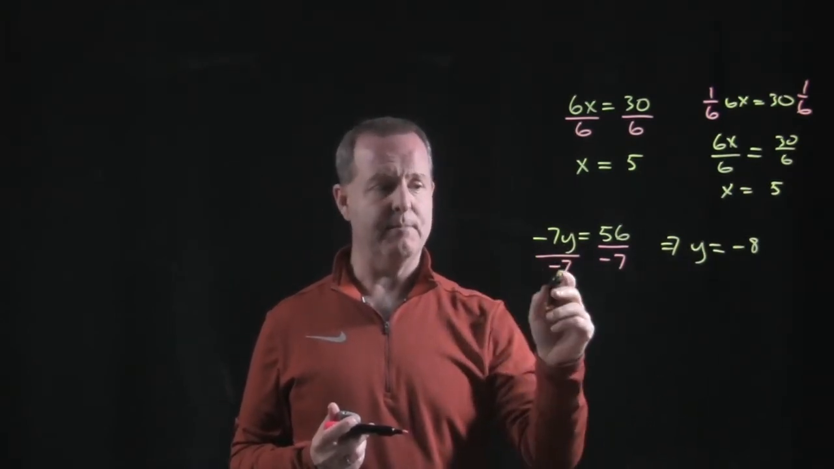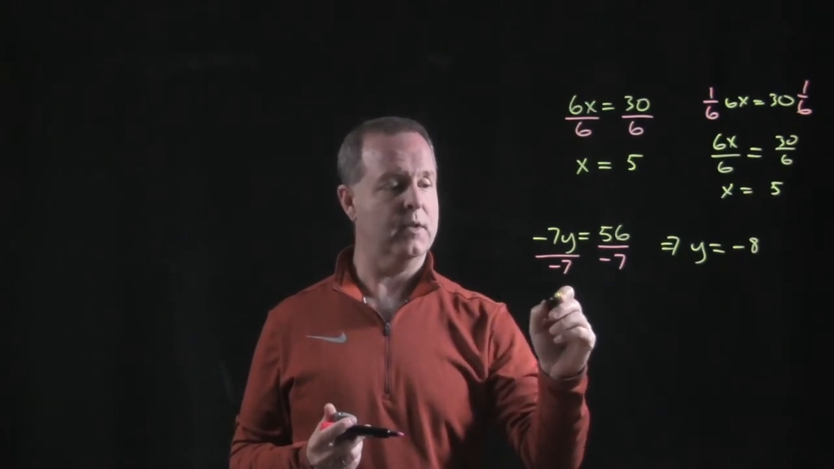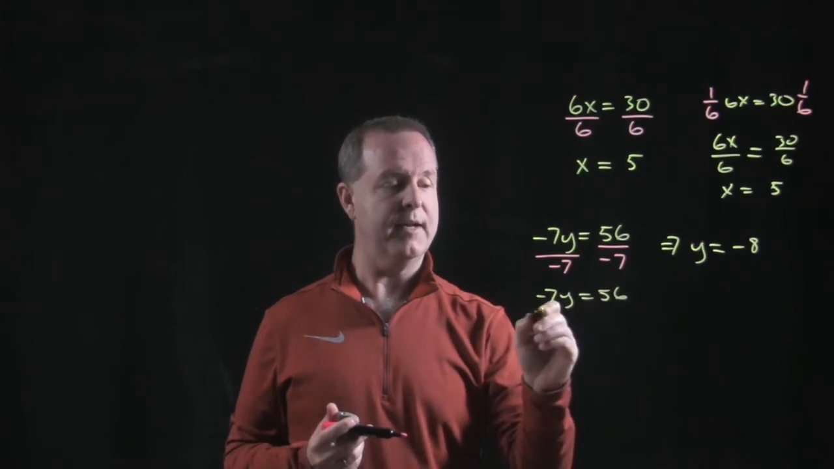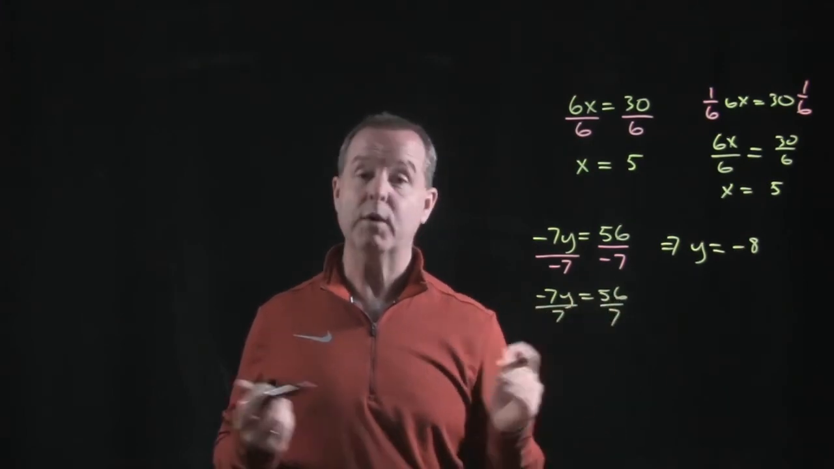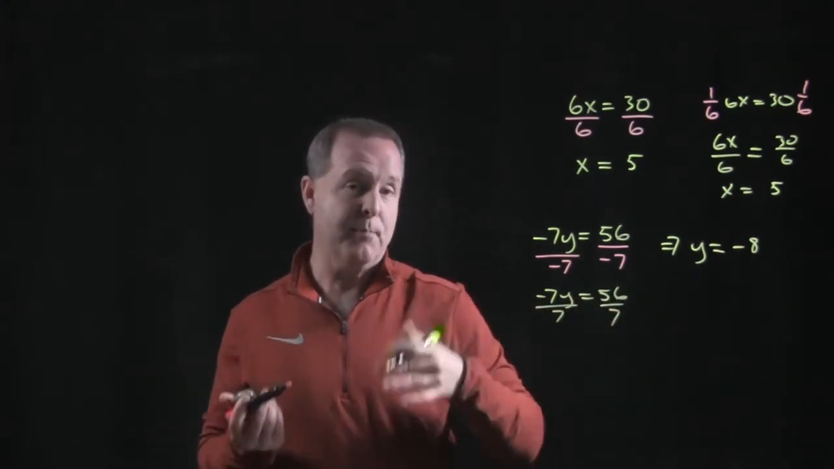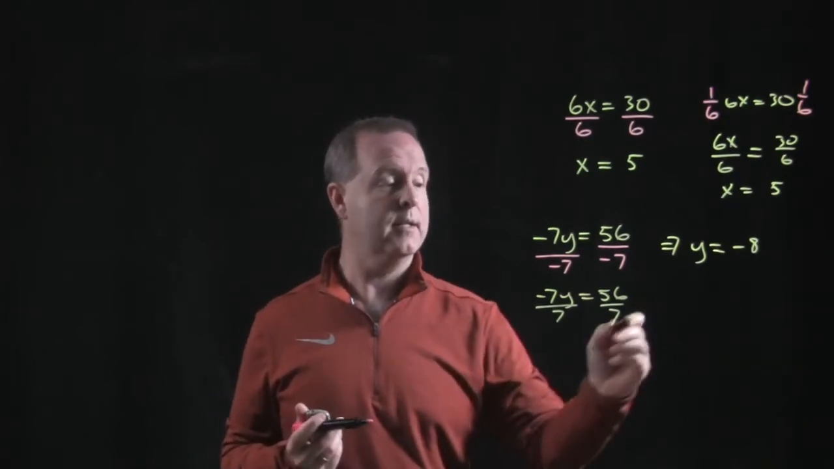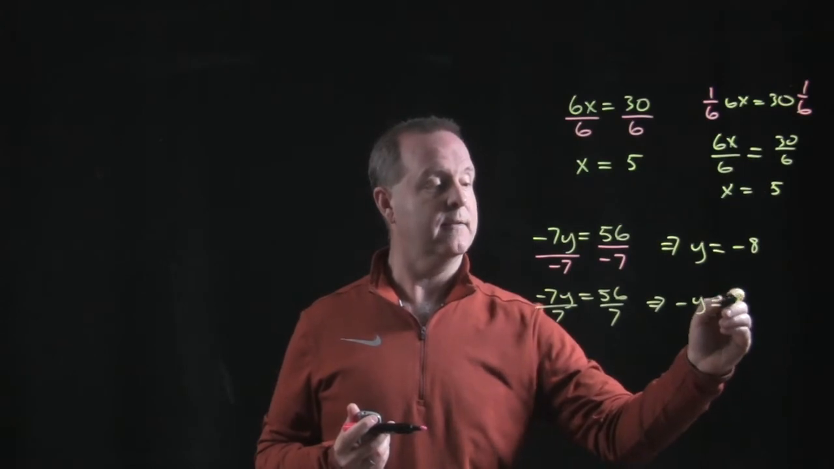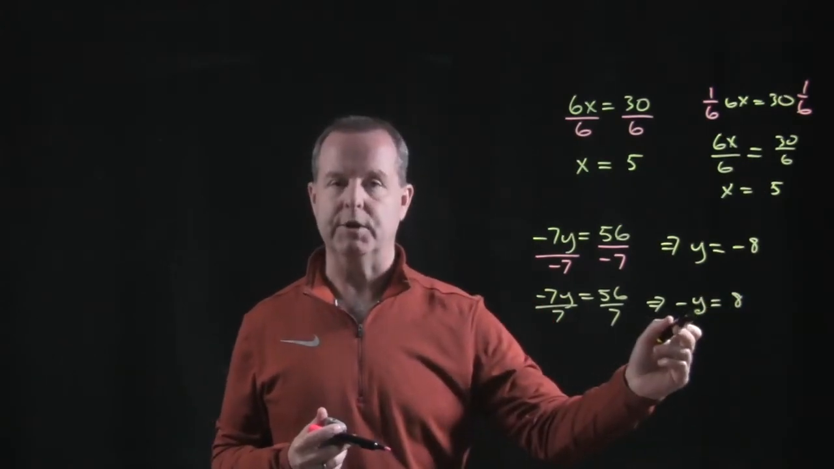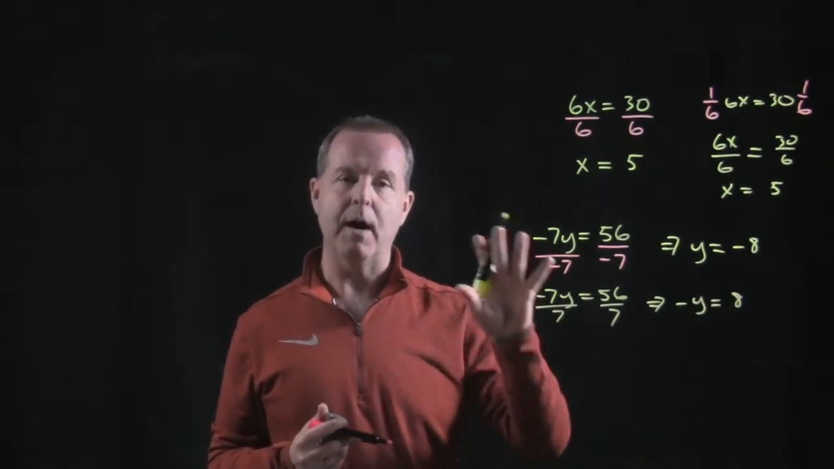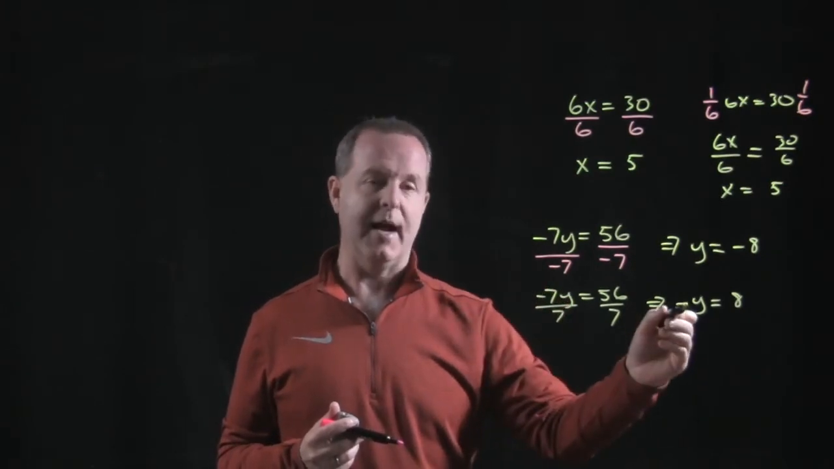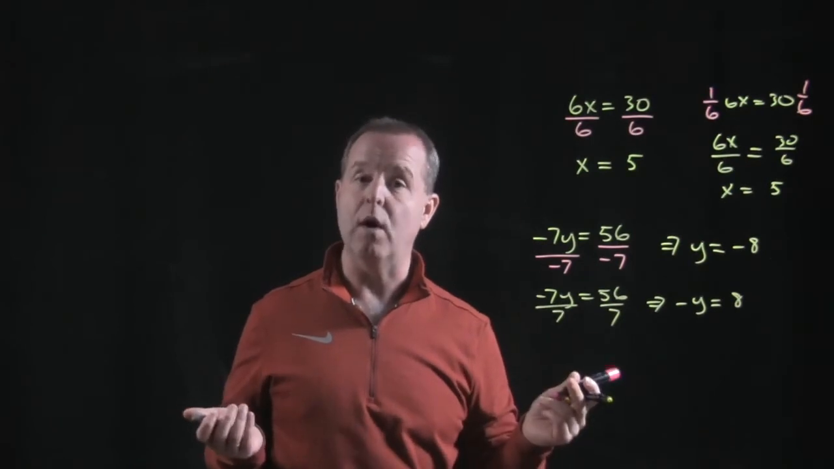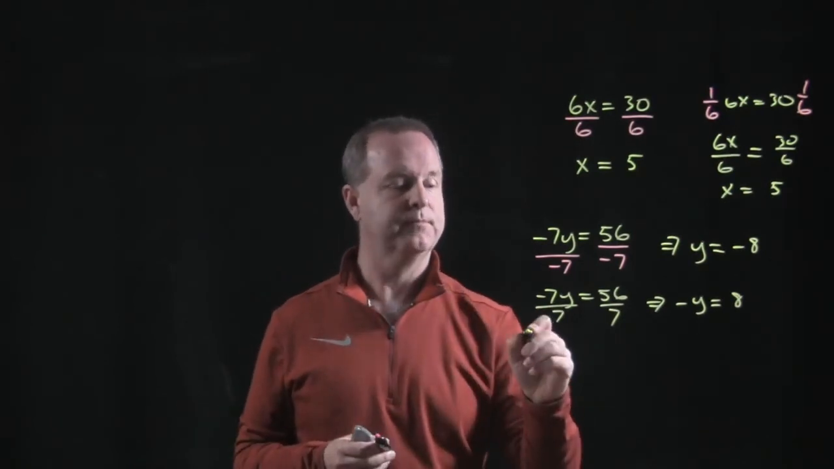If I just divided by a 7, so let's go back and say -7y equals 56. If I just divided by 7, which I can do, it may not be the best choice, but it's still a good choice, that produces -y equals 8. This is not a solution. The solution has to be in terms of a positive y. So I need to figure out how to get rid of that negative, and that's where I can multiply both sides by -1, and that will resolve that issue.